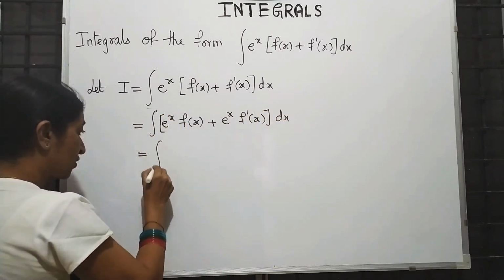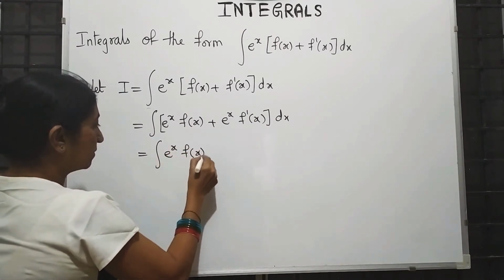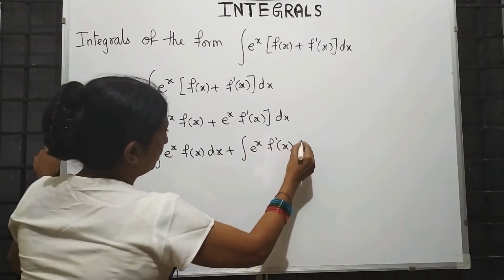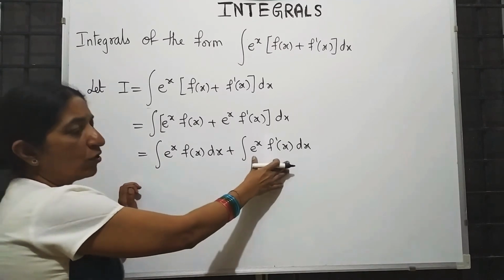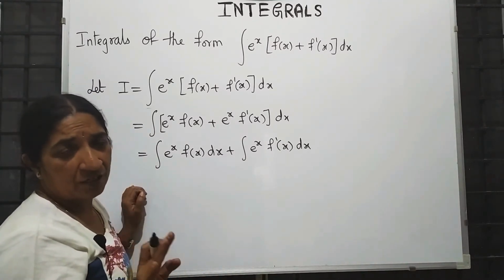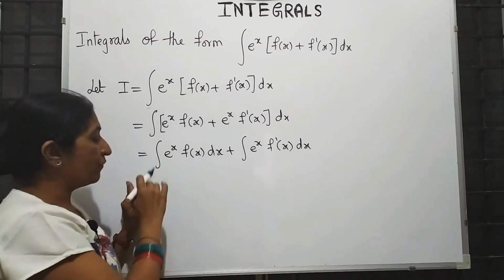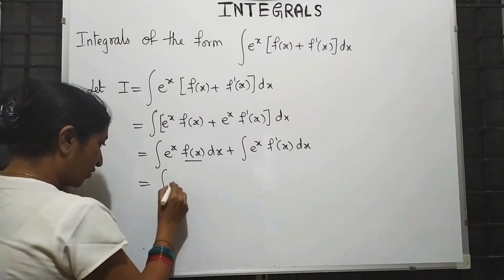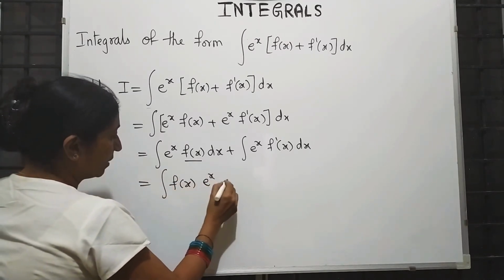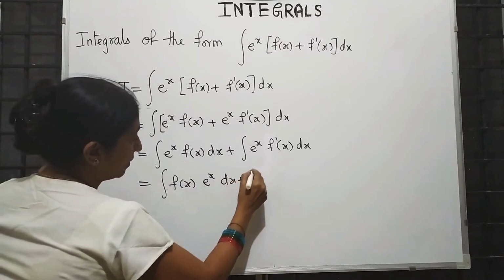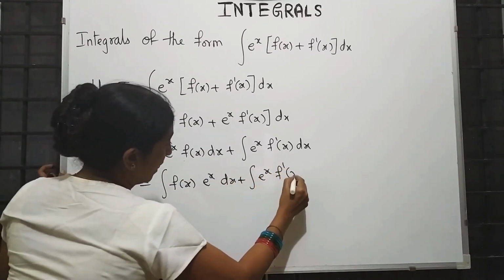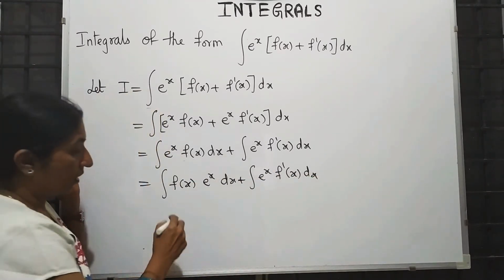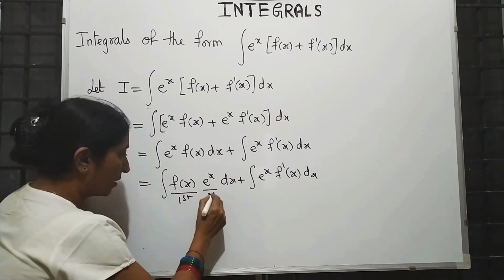Next, take the integration separately. I will not touch the second integration, I will keep it as it is. In the first integration, this function f of x I am taking as the first function, and e raised to x as the second function. That's why I did the rearrangement. This is e raised to x, f dash means derivative, and I will explain about this formula after deriving the formula. This is the first function, this is the second function.